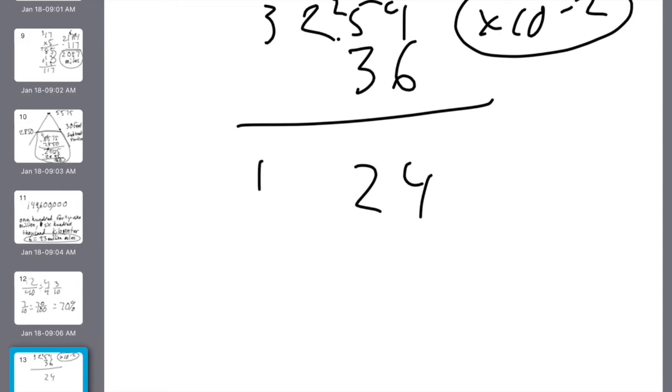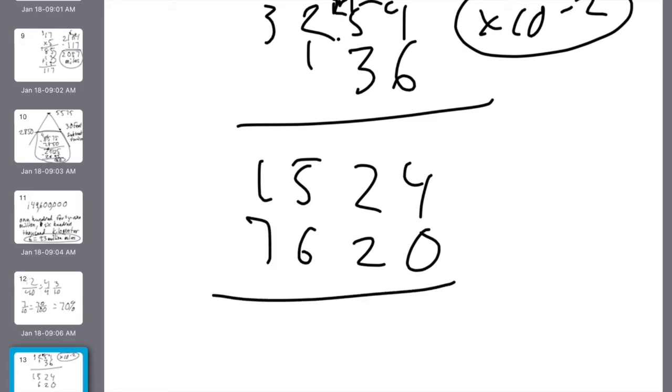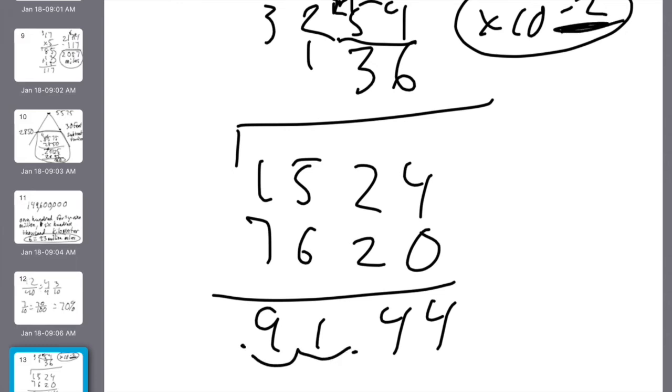6 times 4 is 24, carry the 2. 30 plus 2 is 32, carry the 3. 6 times 2, 12 plus 3 is 15, add a 0. 3 times 4 is 12, carry the 1. 15 plus 1 is 16, carry the 1, 6, 7. Add 4, 4, 11, 9. Now I have 1, 2 decimal places from here, so 1, 2 here. This says slide left 2 more, so 1, 2 again, and I'm all the way to there. So it equals 0.9144 meters. That was a sweet problem.